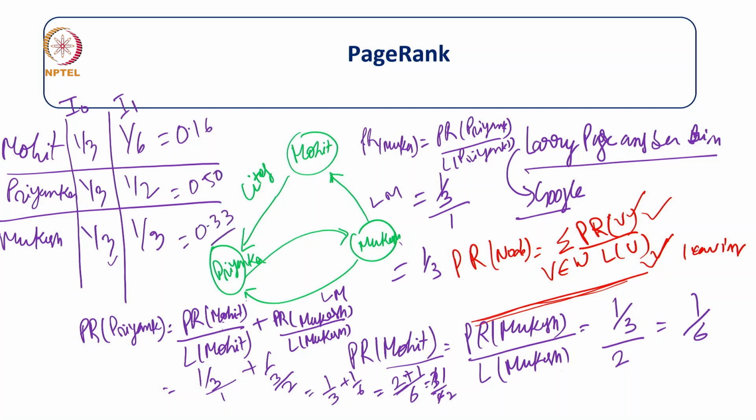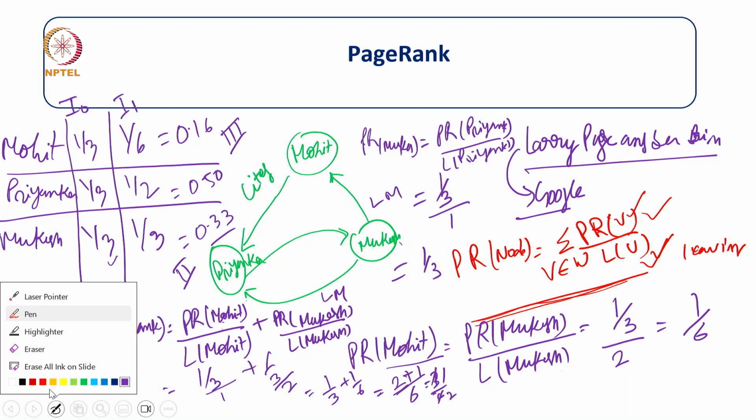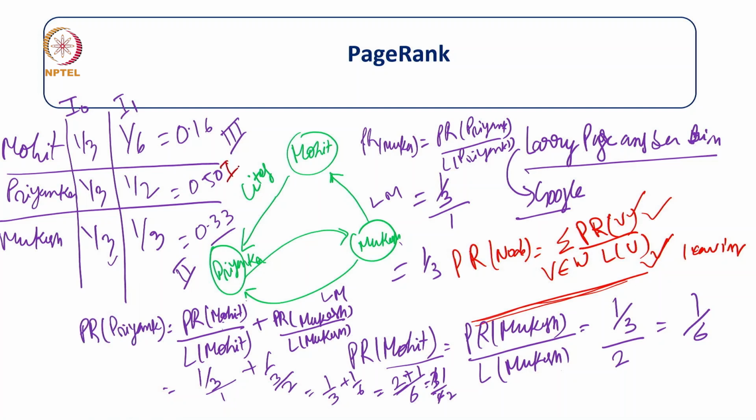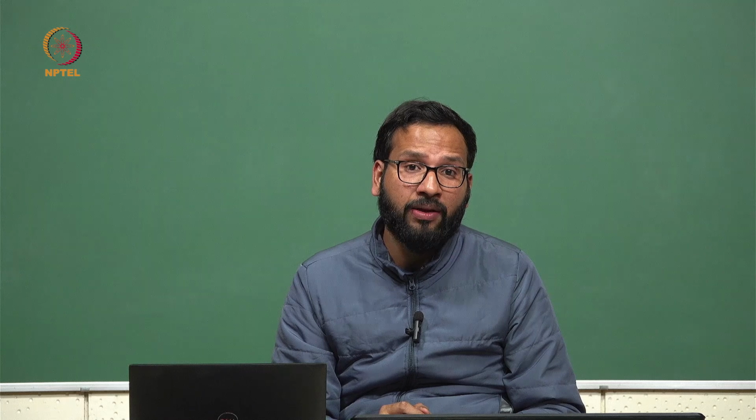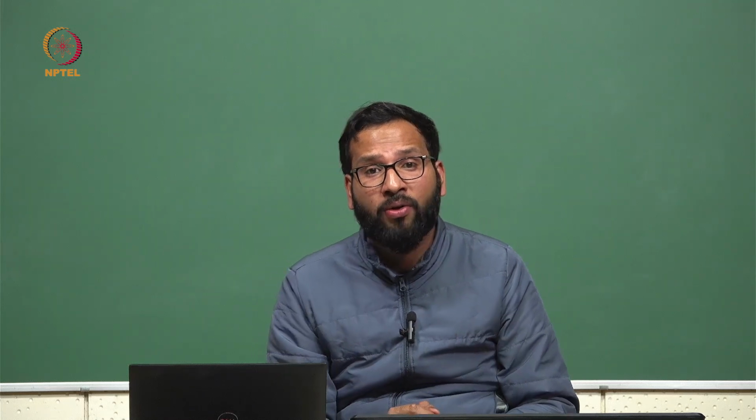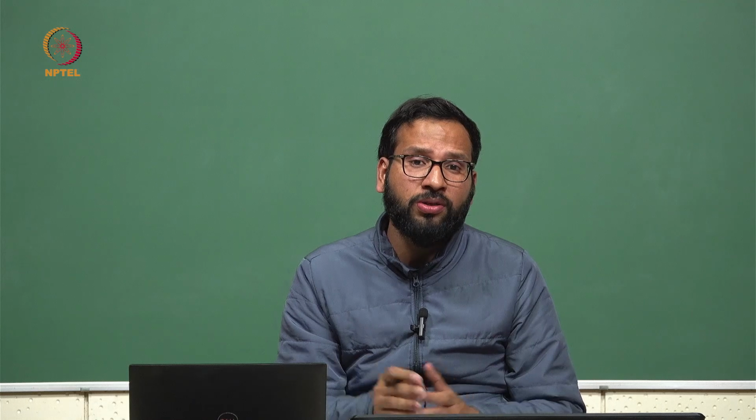So from here we can say that Priyanka has the high page rank value compared to Mukesh and Mohit. Then Mukesh has the second highest page rank value. Then the Mohit has the least page rank value. Okay, and our highest page rank value is for Priyanka. Okay, page rank. So this is just an example of how we compute the page rank of the nodes. But here I have concluded the page rank based on just one iteration. But we have to take many iterations for calculating the page rank with the accuracy.